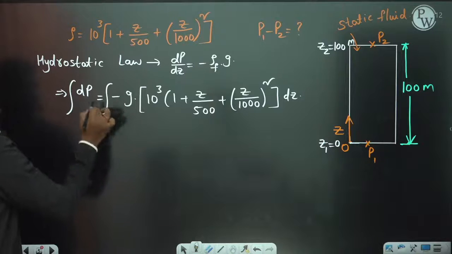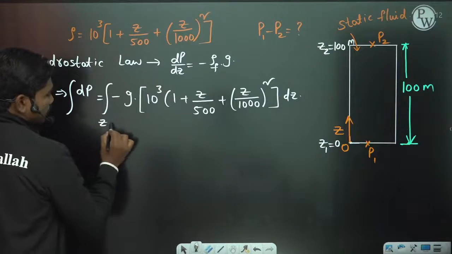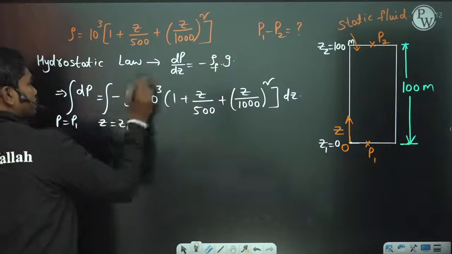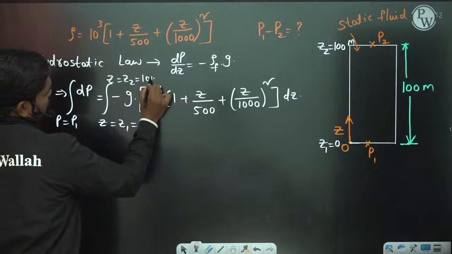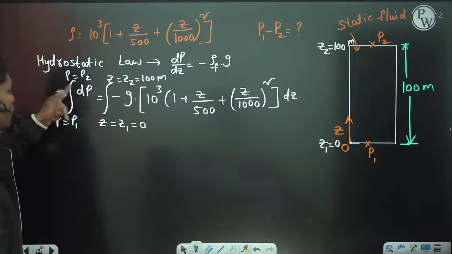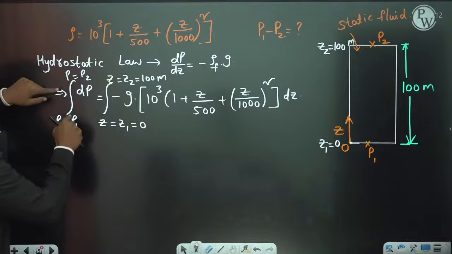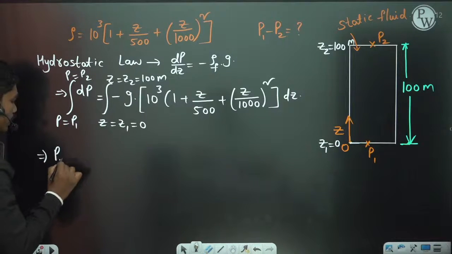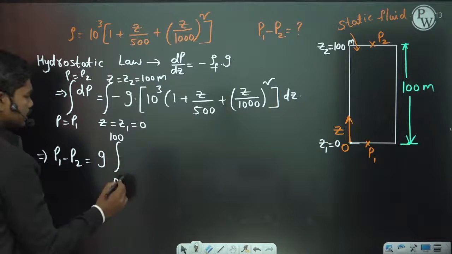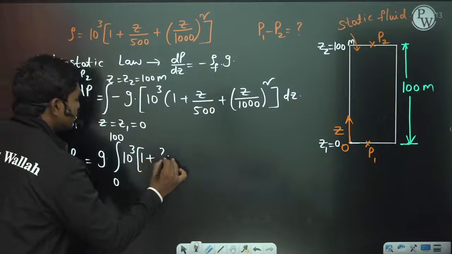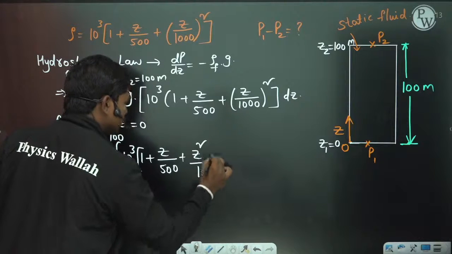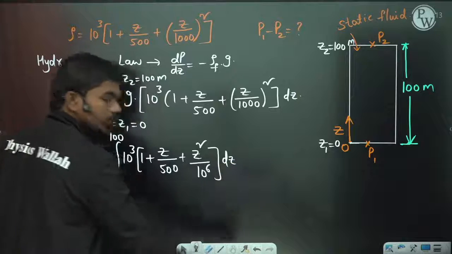Now one thing is very clear. If you want to integrate this between two locations, when z is equal to z1, which is 0, the pressure is P1. Similarly, when z is equal to z2, which is of course 100 meters, the pressure is P2. That's what we want. Now, if you shift this minus sign to the left hand side, you can interchange the integrals. So this implies P1 minus P2 is equal to g times the integral from 0 to 100 of 10 cube times 1 plus z by 500 plus z square by 10 power 6, dz. Let us simplify carefully, and you will get the answer.